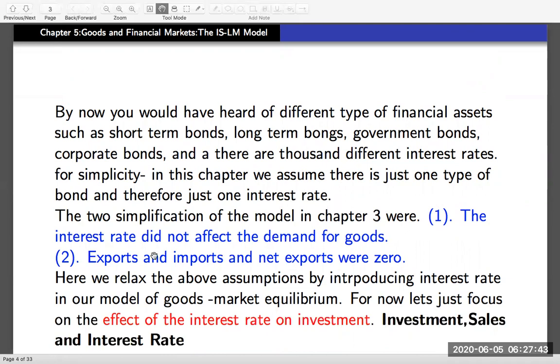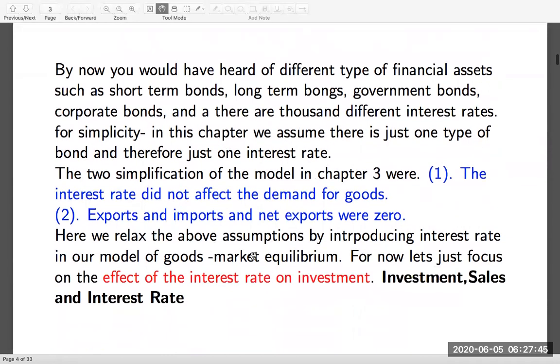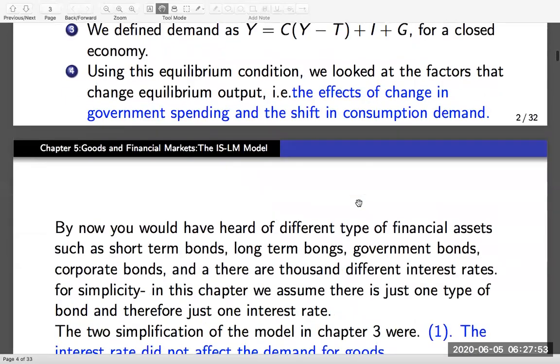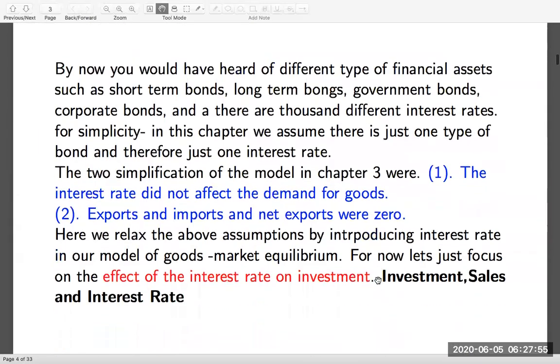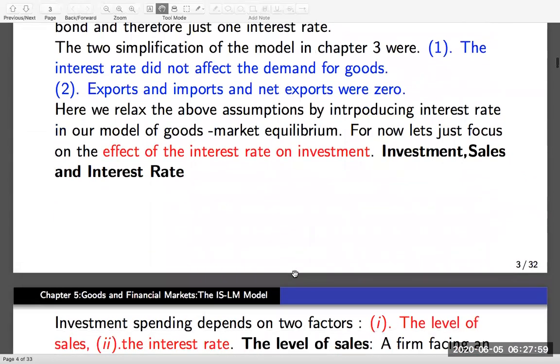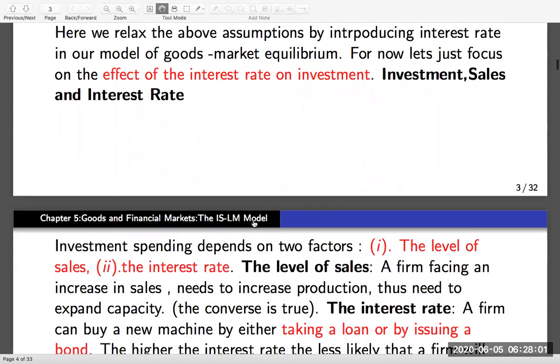First, it did assume that the economy was closed, that export and import were zero. It also assumed that investment is exogenous, which means it is determined outside the model. But those assumptions are too unrealistic. So later, we now need to relax those assumptions.